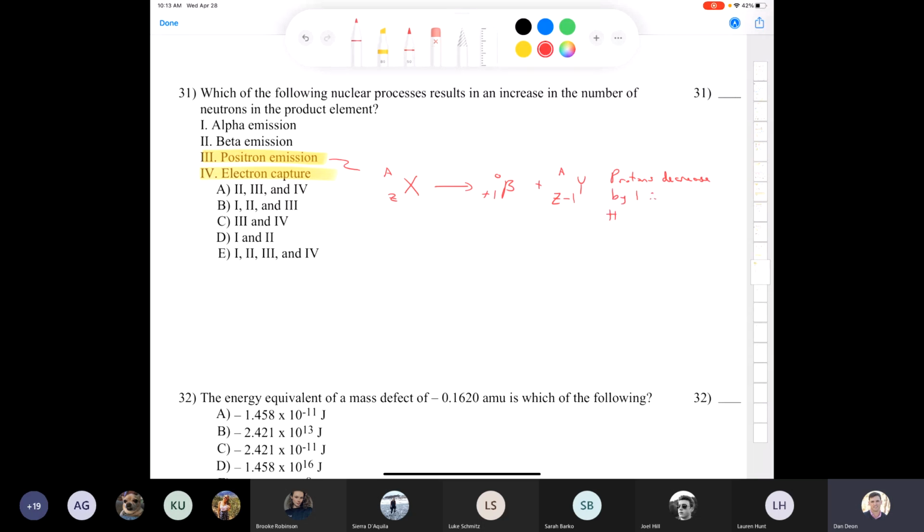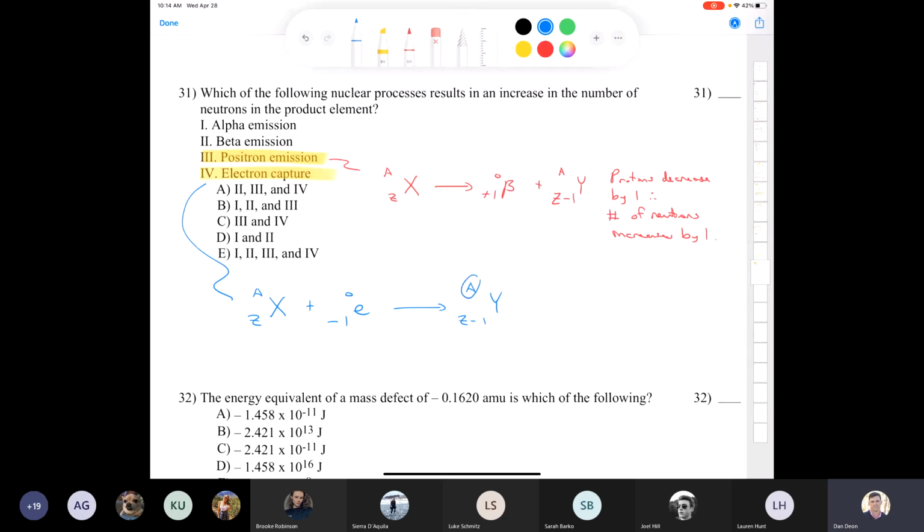Therefore, the number of neutrons increases by 1. In terms of the electron capture, it's the same rationale, except now we have our same element. And if we capture an electron, what's going to happen to our atomic number then? Our mass number stays the same, but now our atomic number is going to end up dropping by 1.